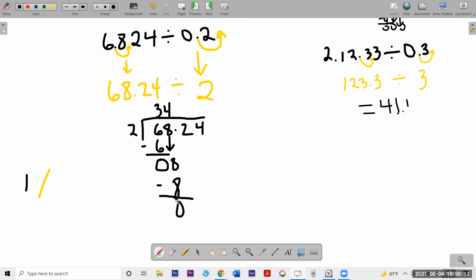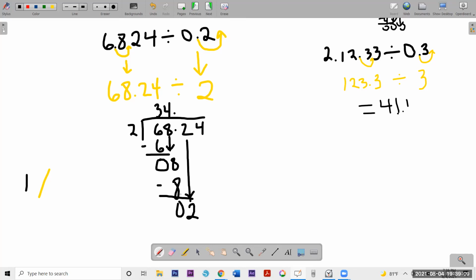Before I continue, what must I put after the 4? Thank you very much, the decimal point. Remember it doesn't move in this case. So you put back the decimal point and then you continue. Excellent job, guys. So now we bring down the 2.